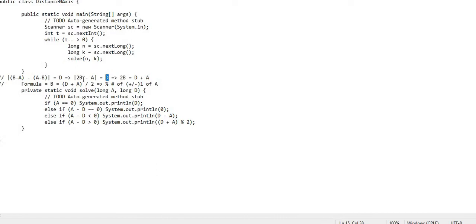So if we have to discard this absolute sign over here, this D can be turned into a positive or negative value. Here we don't want to consider the negative value, so we will play with the positive value only, and that's why I have considered it as D plus A. I have shifted the A value to the right side, so it becomes D plus A is equal to 2B, and again I am taking that 2 to the division side. So the final formula over here is B is equal to (D plus A) by 2.